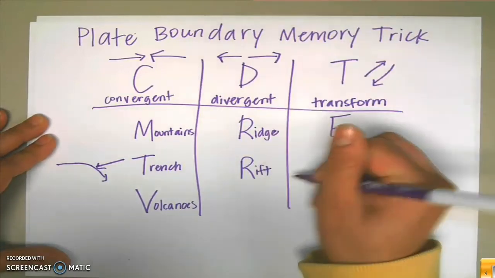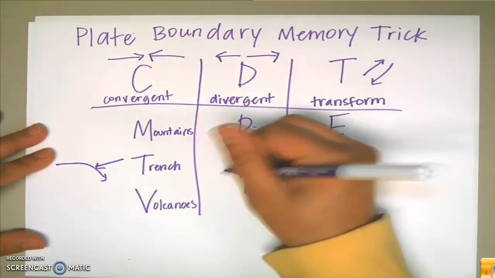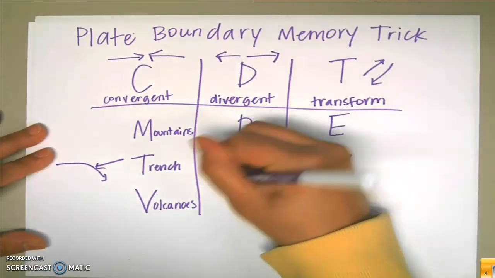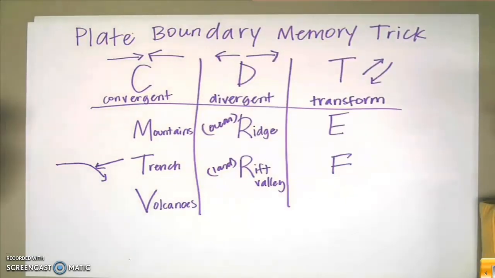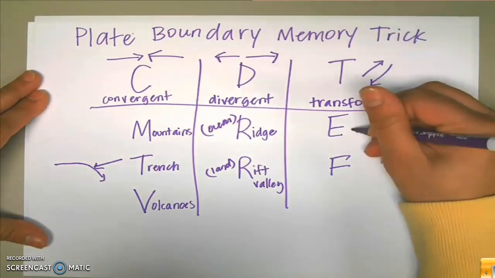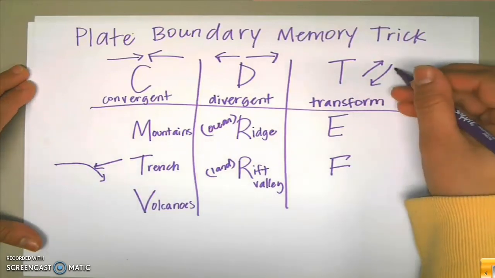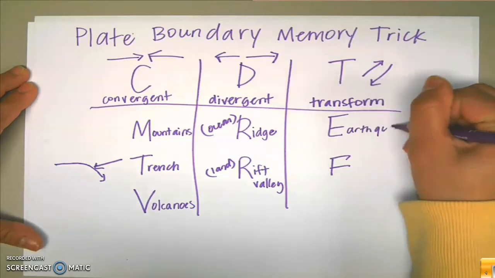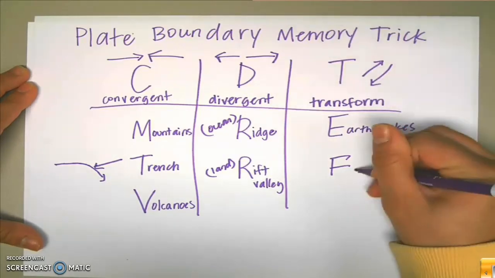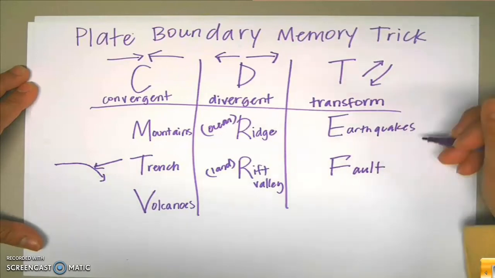Now the other R is rift. So when you see Rift Valley, this is land, and this is in the ocean, just so you know. Okay, now transform. When you see transform and they slide back and forth, what are we going to cause? Exactly, earthquakes and faults. You may have heard of the San Andreas Fault. That is what it's talking about.